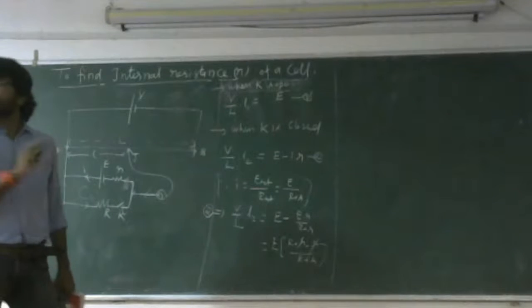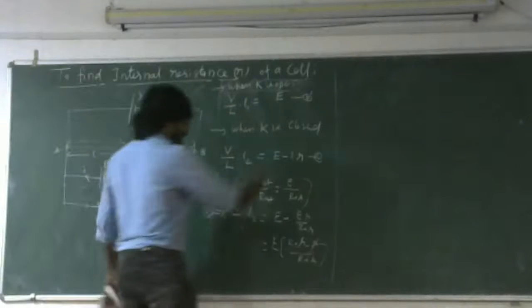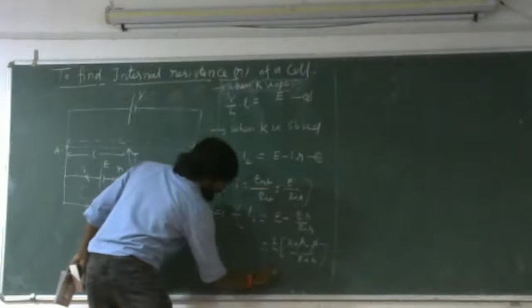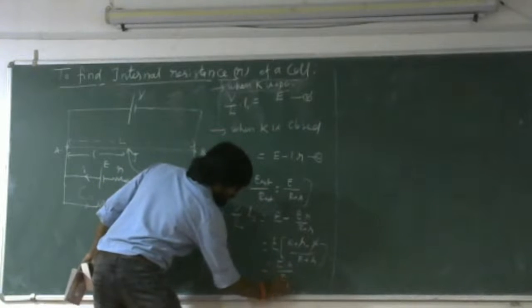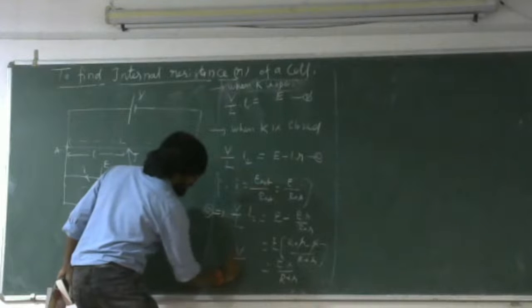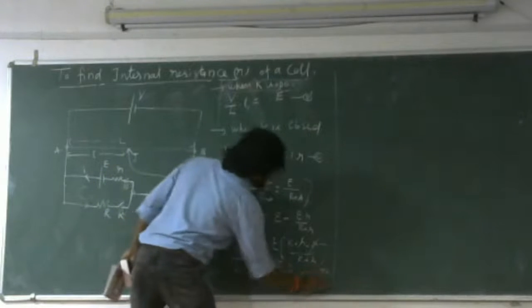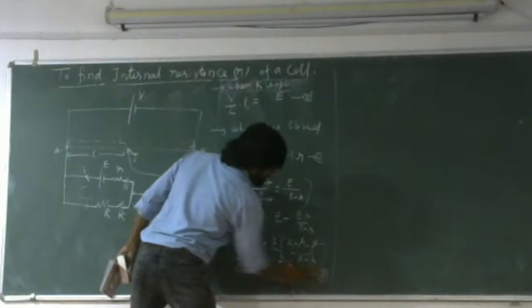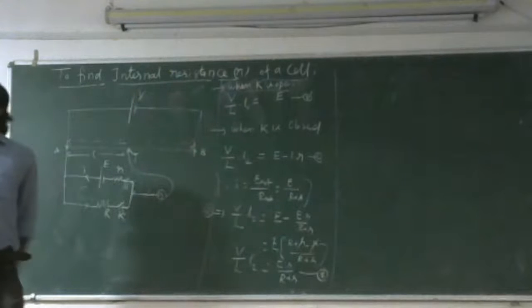This is the right hand side part. If you take it as E into small r by R plus R, it is V by capital L into L2. Let's say this is equation 3. You want to find internal resistance.